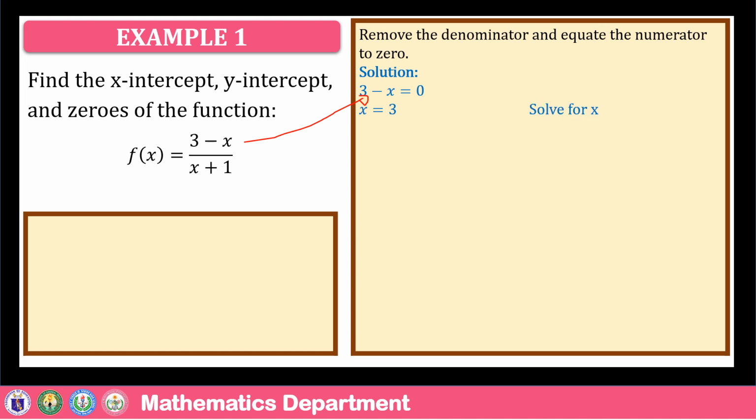Pagkatapos niyan, ay isosolve na natin yung x. Solving for x, meron tayong x is equal to 3. Thus, the x-intercept is at 3, 0.